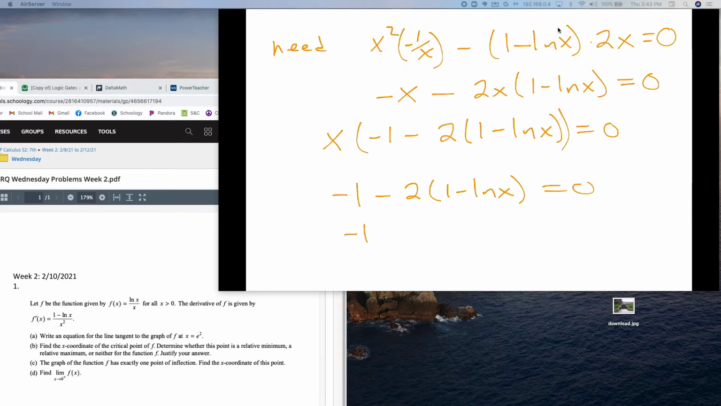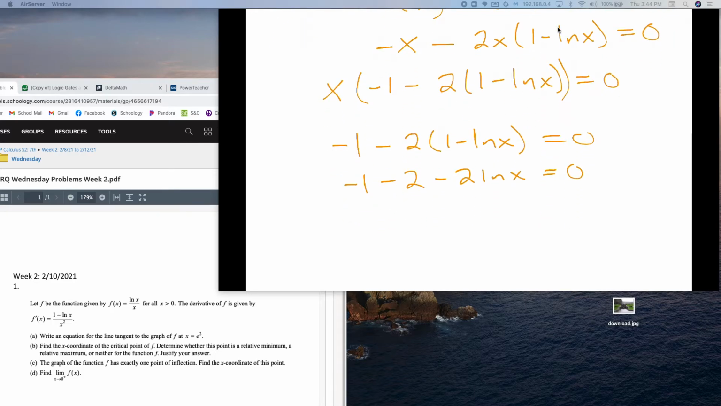Got negative 1 minus 2 minus 2 natural log of x equals 0. So that's just distributing that through. So this is plus here now, I guess. So then we got negative 3 plus 2 times the natural log of x equals 0.